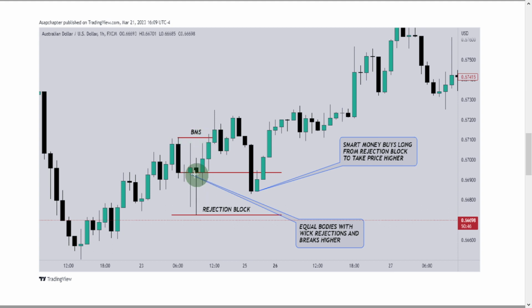For your rejection block, you're going to mark it from where the bodies are ending to the last area of the rejection. This entire space is your rejection block. After the break in market structure, you see smart money returns into that area and accumulates more buying positions. So that's your rejection block.